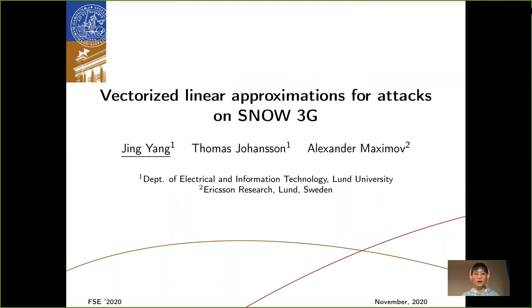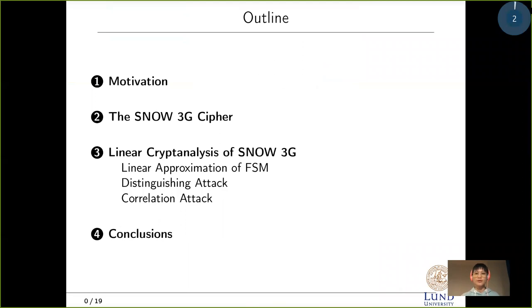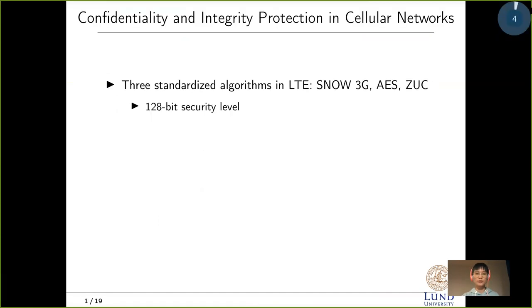In this video, I'll present our work about vectorized linear approximations for attacks on SLOW-3G. This is a joint work with Thomas Johansson and Alexander Maximov. Me and Thomas are from Lund University, while Alexander is from Ericsson Research. My presentation will follow this outline, so I'd like to first give the motivation of our work.